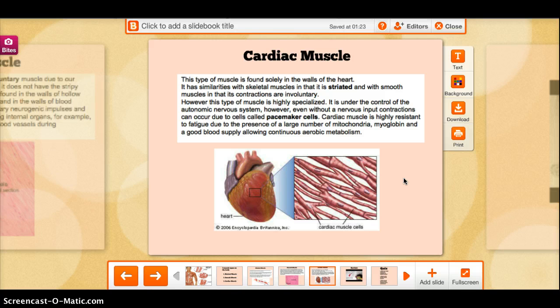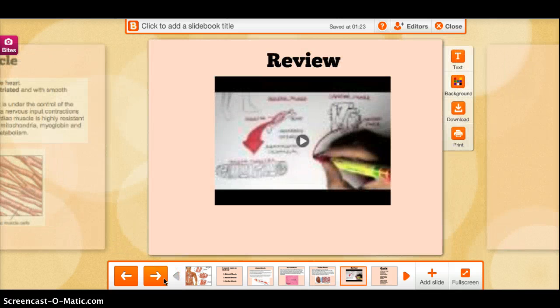Cardiac muscle is highly resistant to fatigue due to the presence of a large number of mitochondria, myoglobin, and a good blood supply, allowing continuous aerobic metabolism. It keeps the heart pumping. So this is a short review on what we just learned.